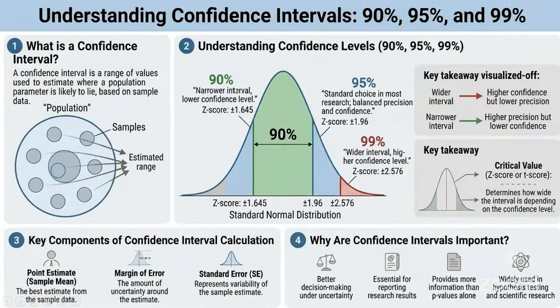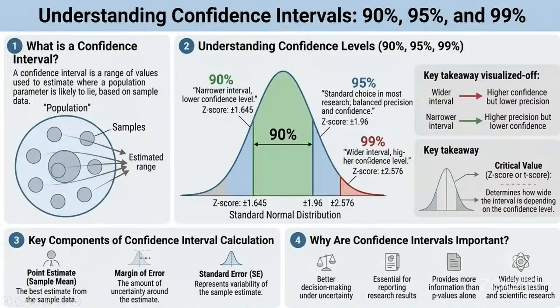For the 90% confidence interval, that will be a narrow interval, and there will be a tail. This is the distribution, like a uniform distribution, and in that distribution these are the tails. We can calculate the Z score. And a standard choice when we choose the confidence interval is 95%, for balancing the confidence.